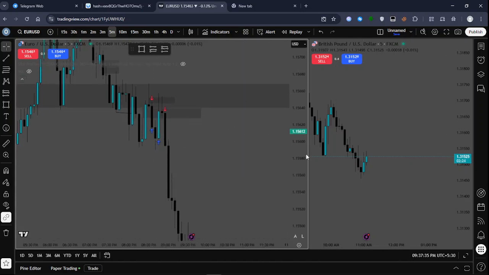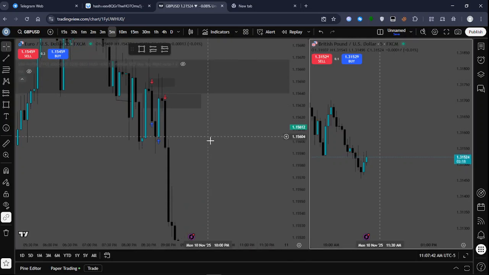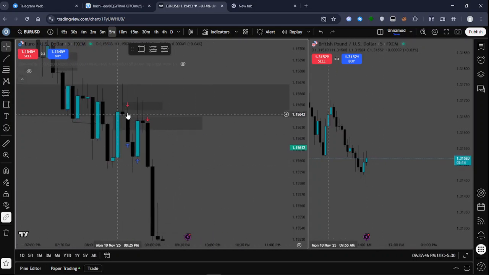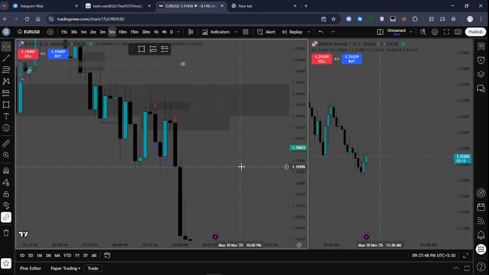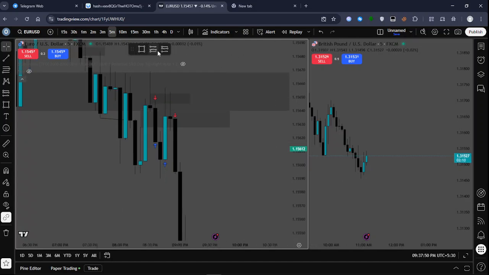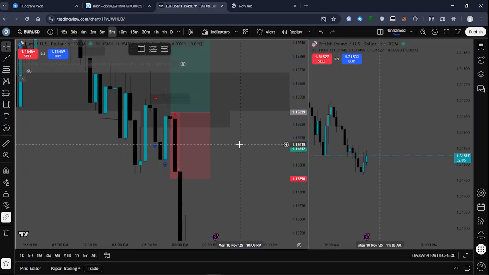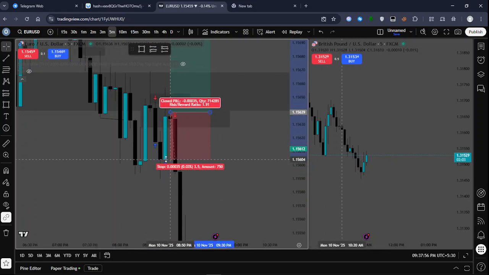So how I needed to play along here: first of all, I needed to see this 5 minute fair value gap get ran through, and then I can look to see us buying here, maybe putting my stop down here.